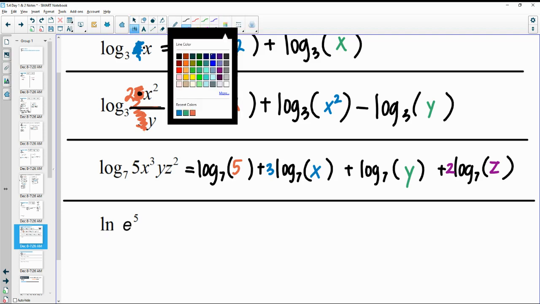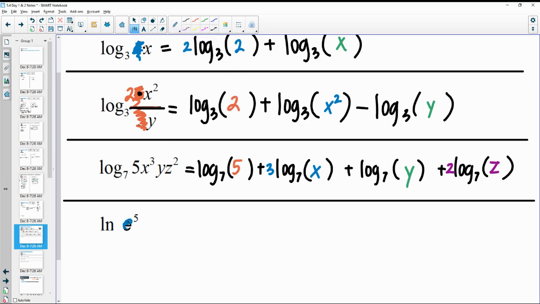And then the final one here, we have e to the 5th power. And so this just really has a power of 5, is really the only thing there that's happening. So we would just take and move that power out front. So we'll just grab that and move it out front of this.